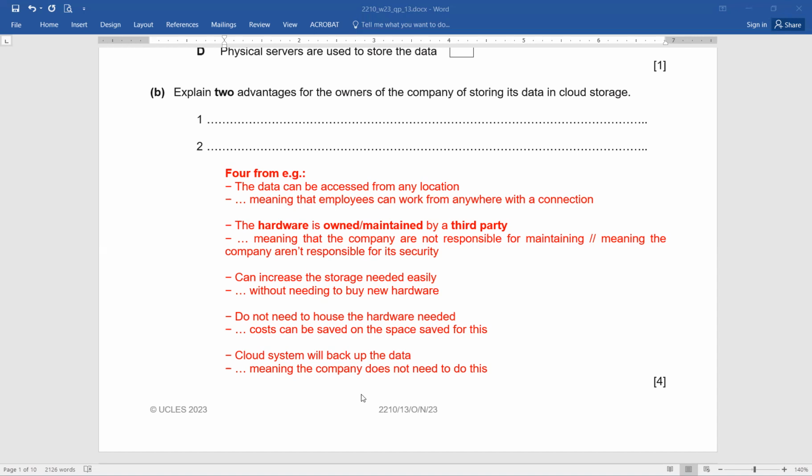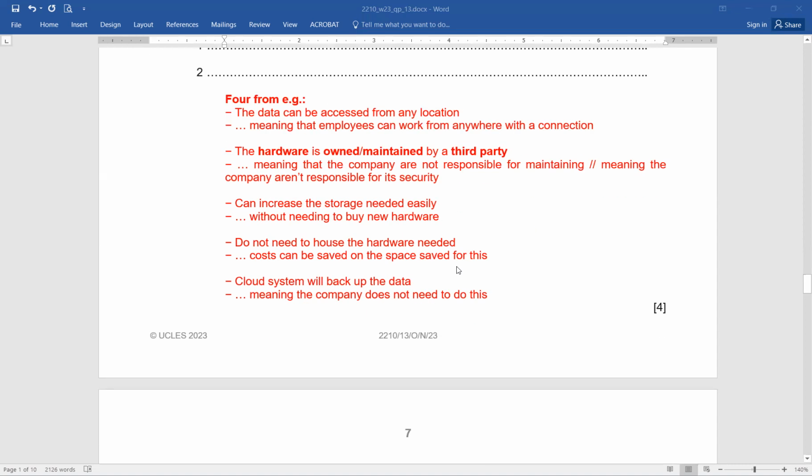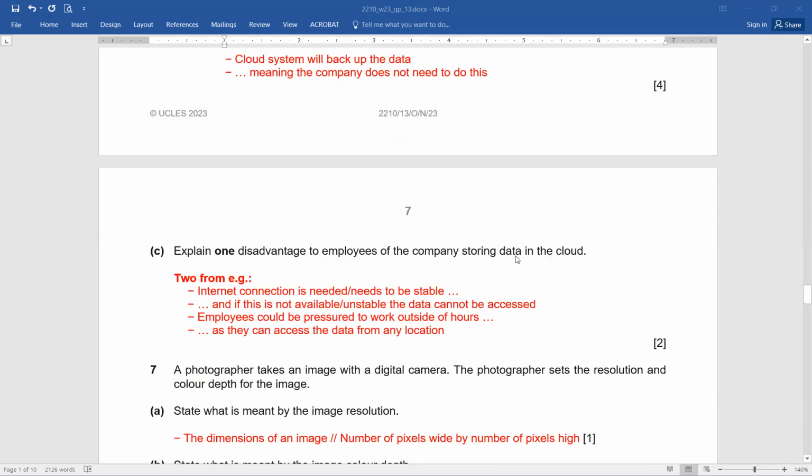Cloud systems will back up the data, meaning the company does not need to do this at all. When there's nothing to be done on the company's part for the backing up of the data, the data will be handled. This all will be handled by the third party which you are using as cloud storage. Is it clear? So in this manner, you can easily score 4 out of 4.